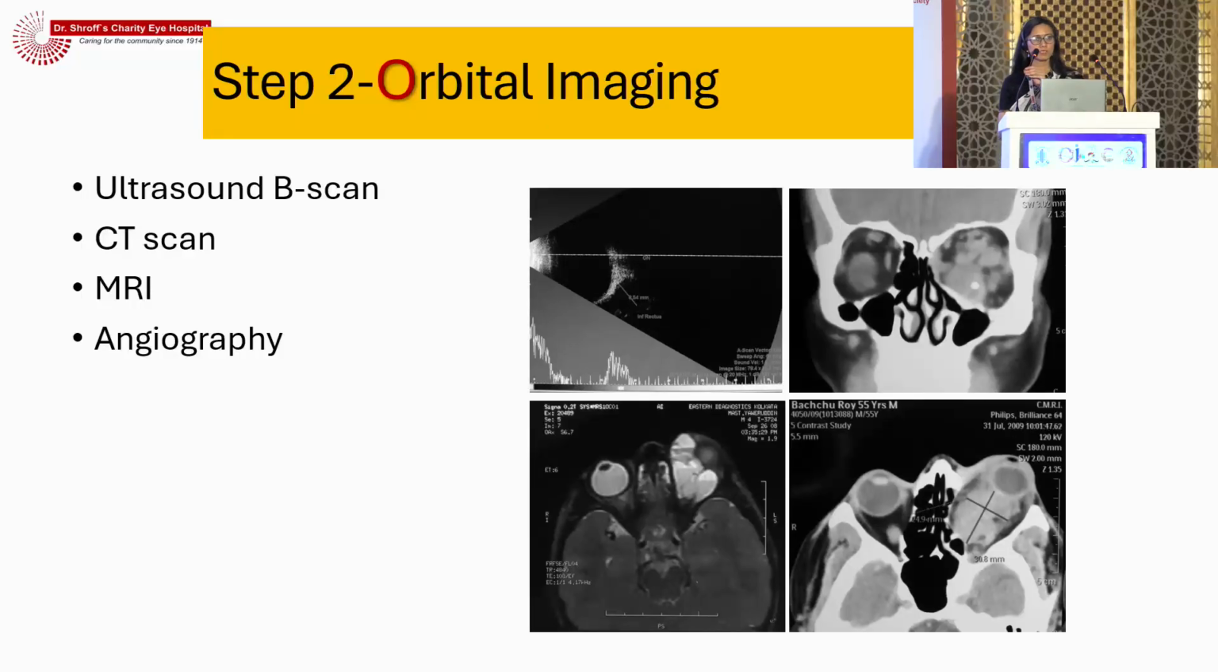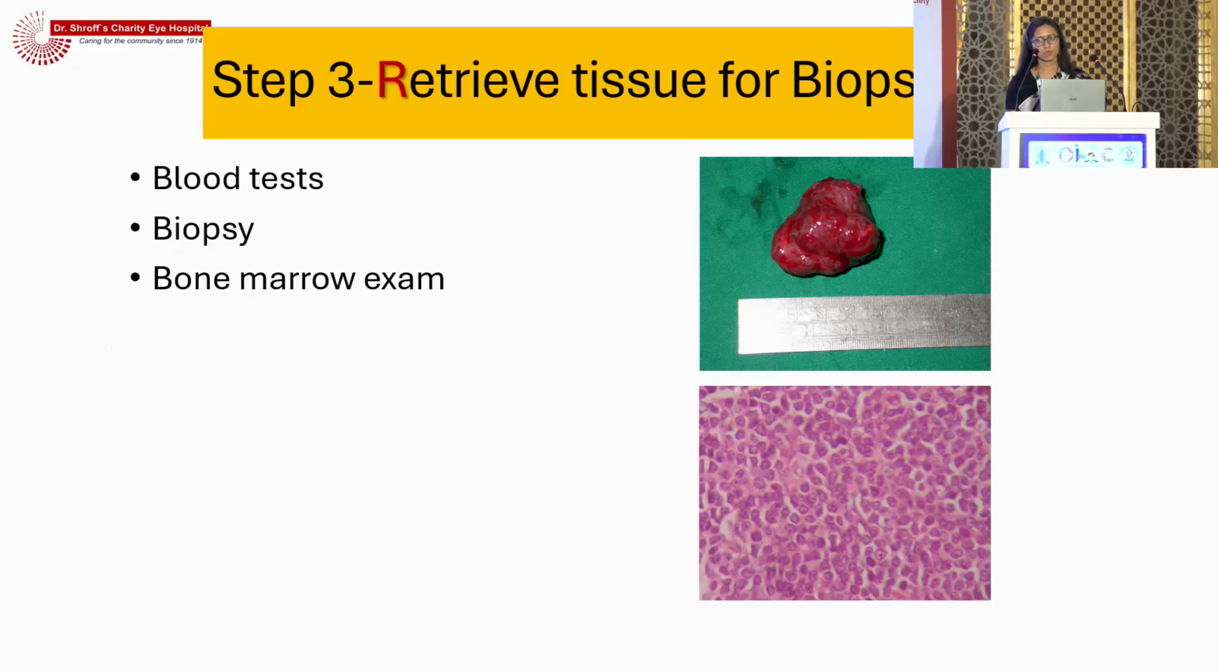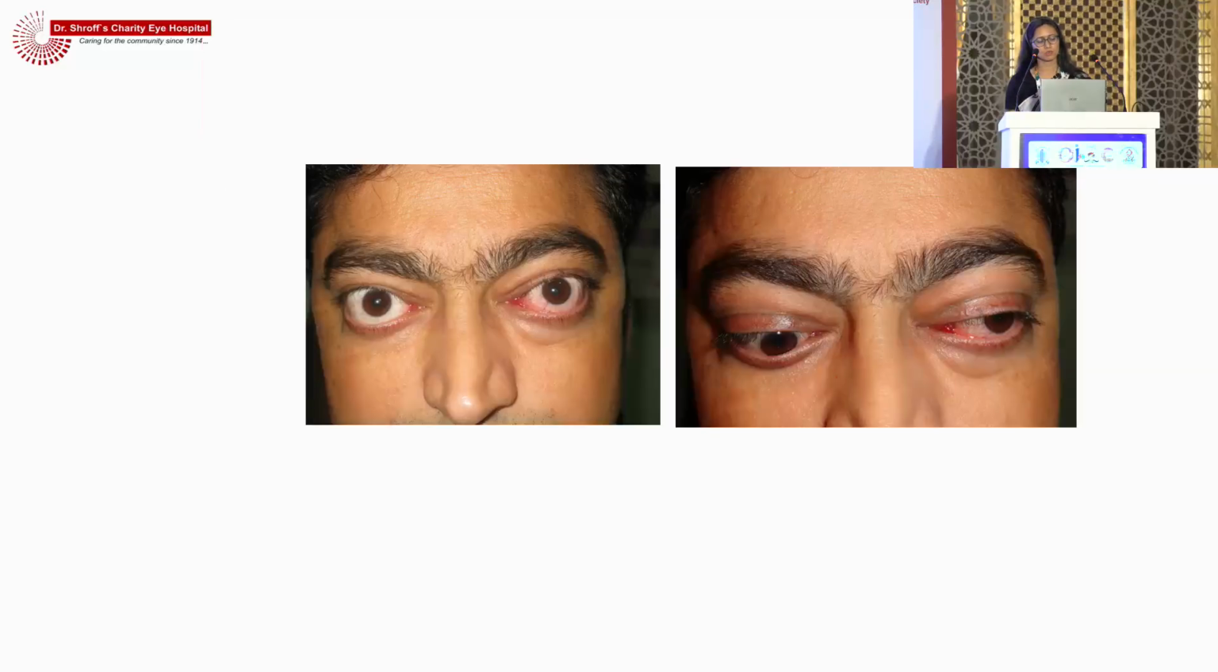Step 2 remains imaging. I am not going into the details of it; that is probably beyond the scope of this presentation. But based on our clinical evaluation, we decide whether the patient needs a B-scan, MRI or a CT, and whatever is appropriate, we advise that. And if imaging also is not giving us a conclusive diagnosis, we go for biopsy, which should give us the final diagnosis.